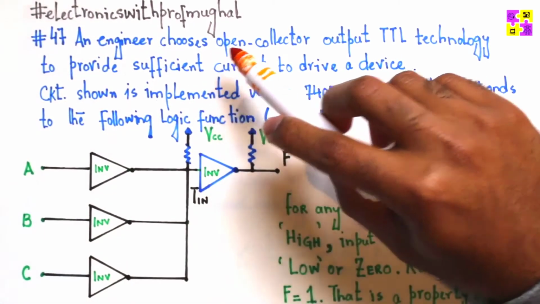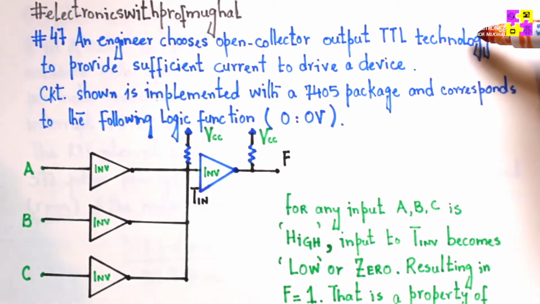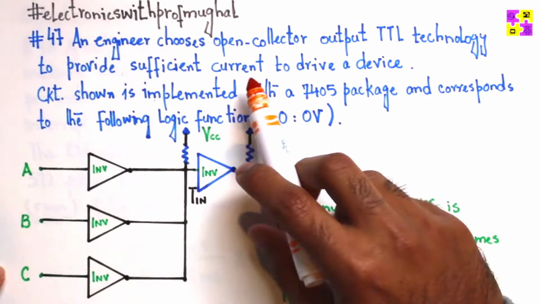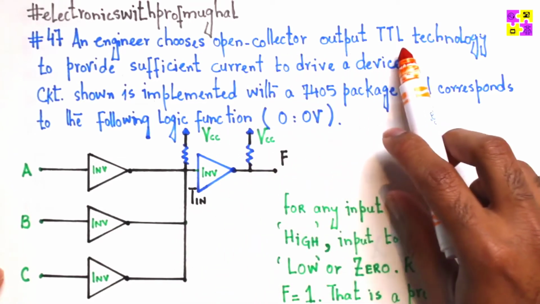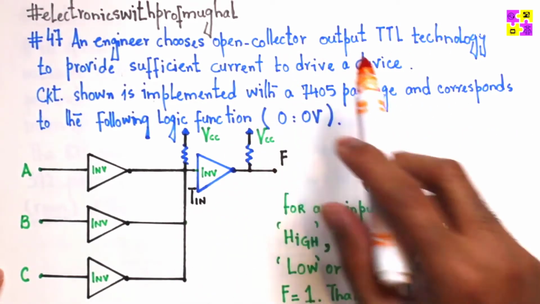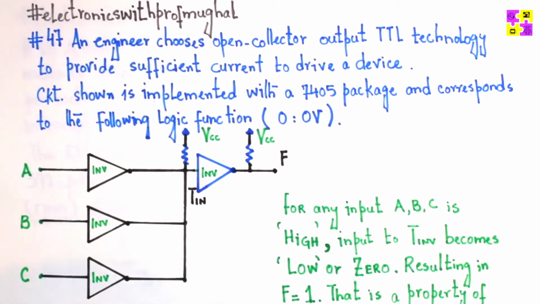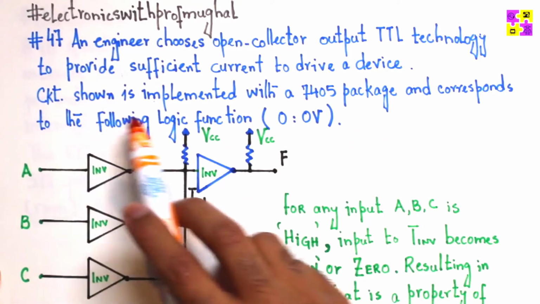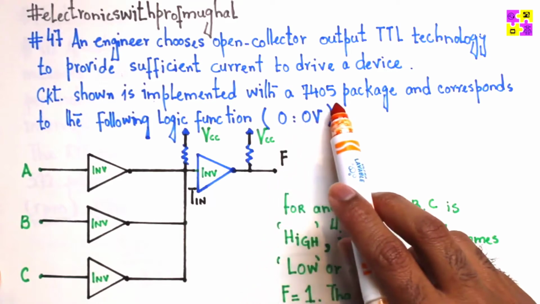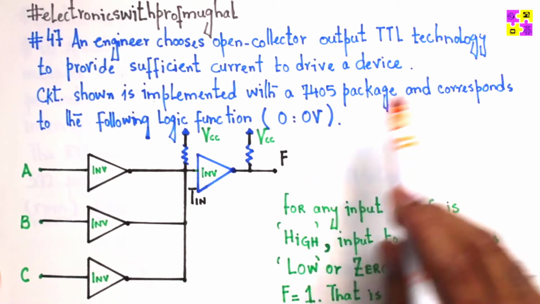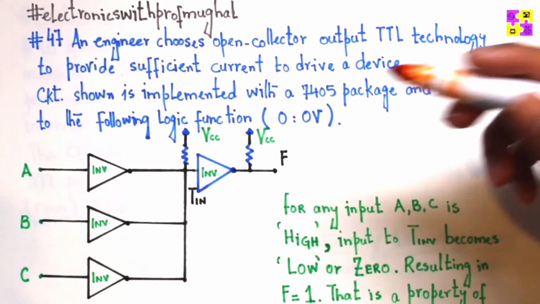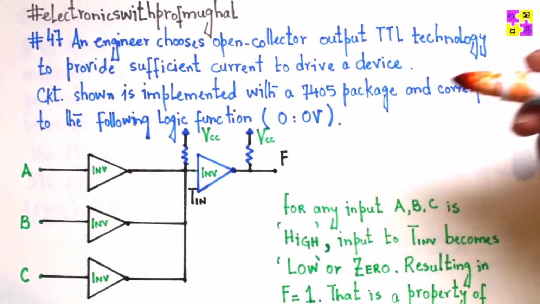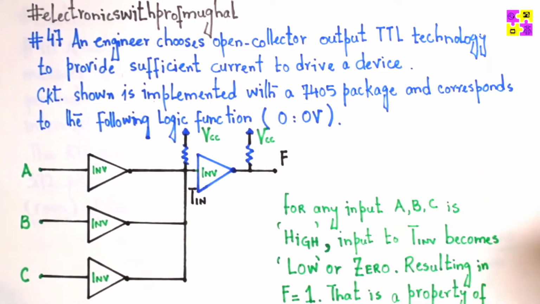An engineer chooses open collector output TTL technology to provide sufficient current to drive a device. Now, the open collector output TTL technology simply means that the output is just connected off the collector of the transistor. A circuit shown is implemented with a 7405 package and corresponds to the following function, where 0 is 0 volt and of course 1 would be some VCC anywhere between 5 to 7 volts, right?